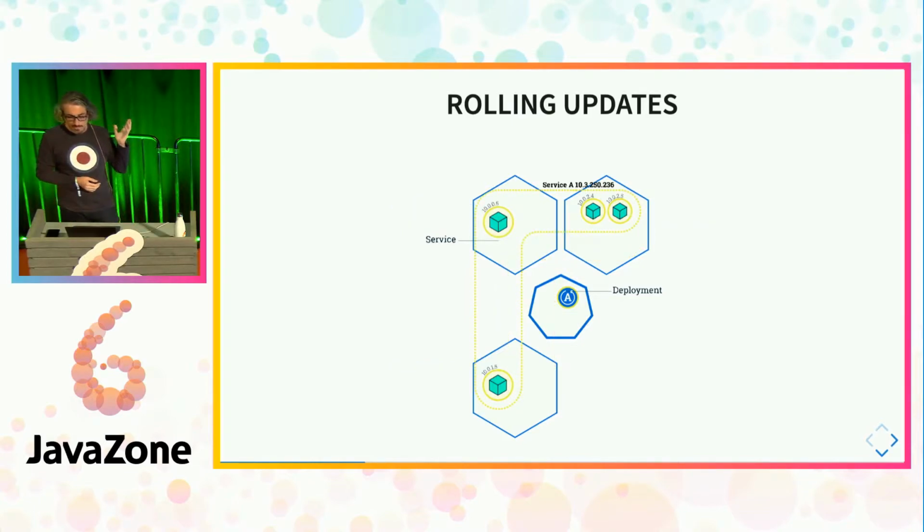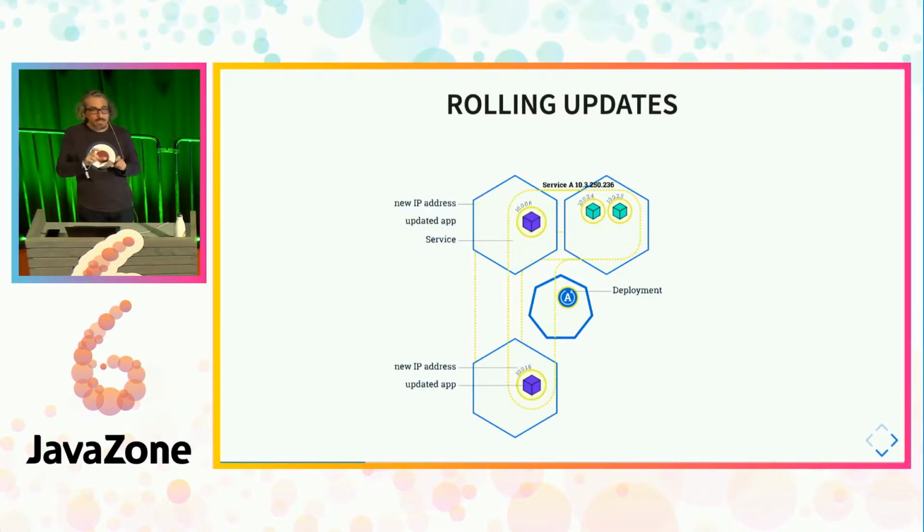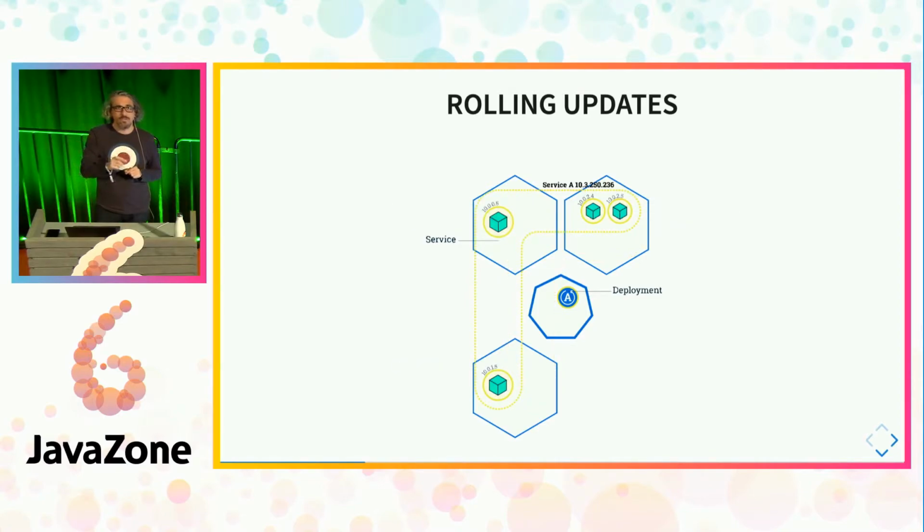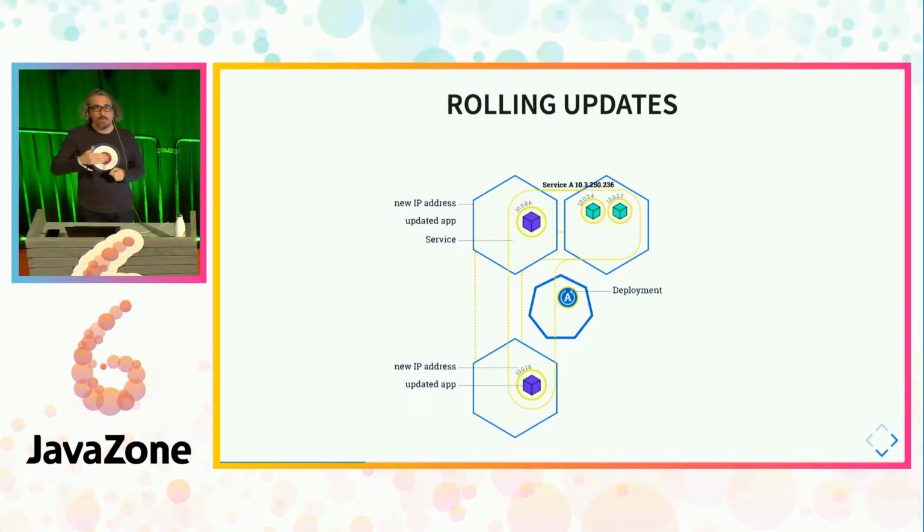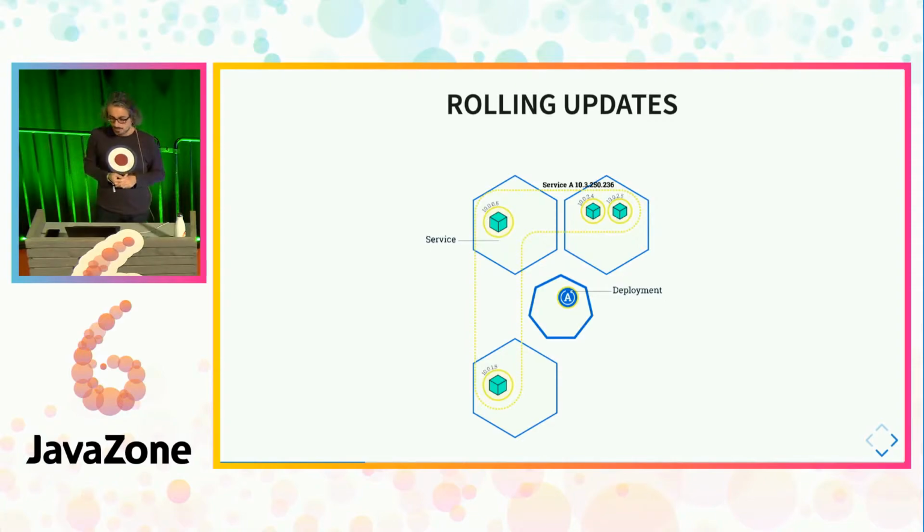So Kubernetes does this. When you do the rolling update, it's basically going to change the pod versions, the container versions in the pod, and it's going to do one pod at a time. As long as you have multiple replicas, it's going to go one by one.